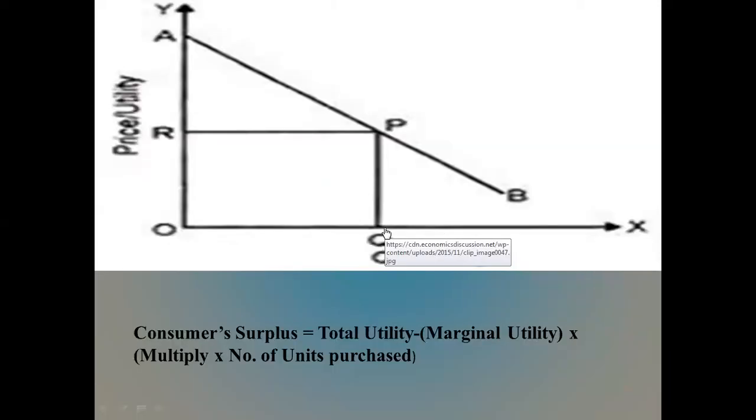So we can see the consumer surplus is equal to total utility minus marginal utility multiplied by the number of units purchased. You can see this from the diagram.